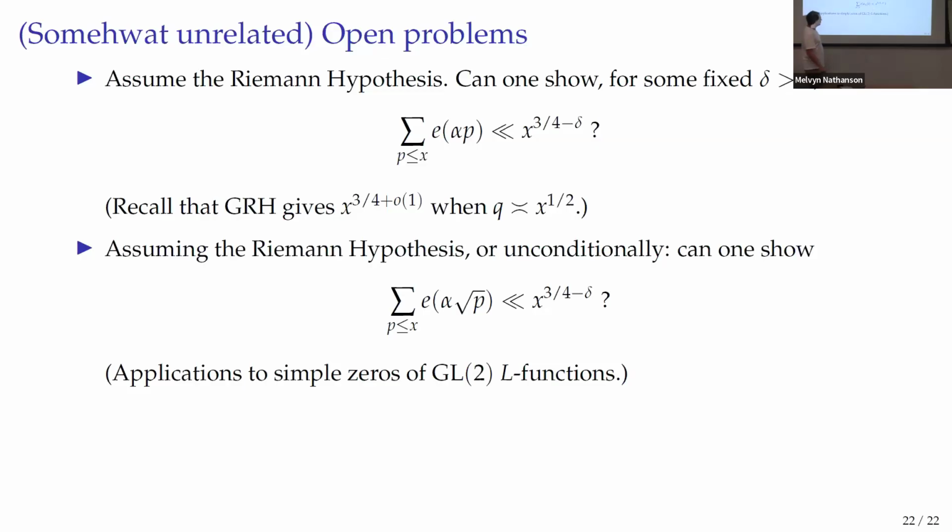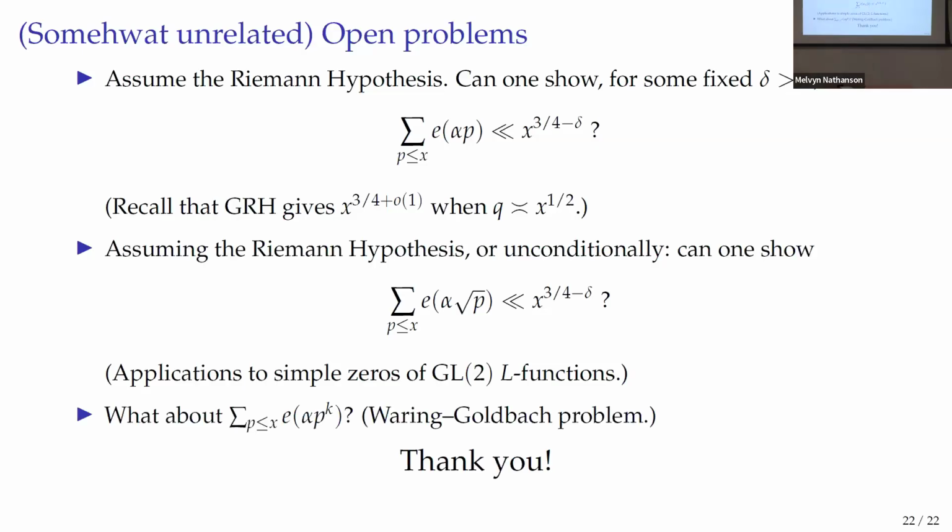Plus, even if you assume Lindelöf, 3/4 is also a bottleneck. If you transfer it to characters, you also lose 1/4 from the Fourier transform. So to go beyond this, you need some cancellation between these Fourier transforms. Nobody knows how to do it.